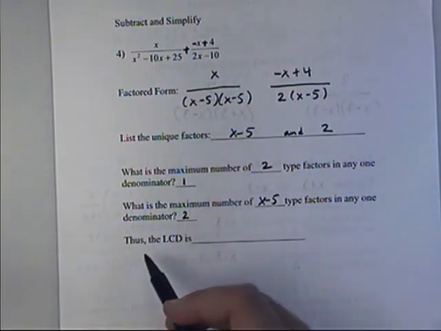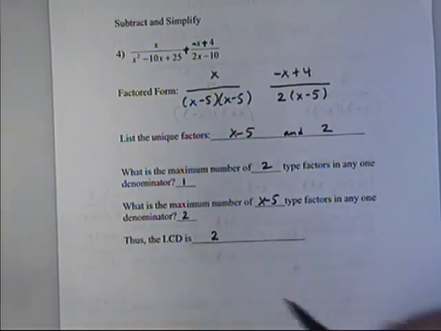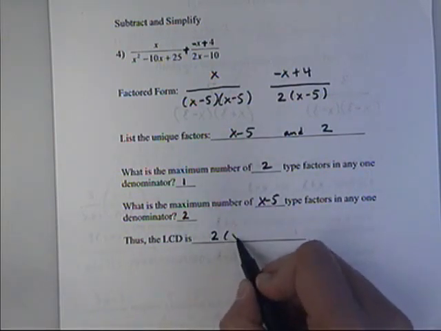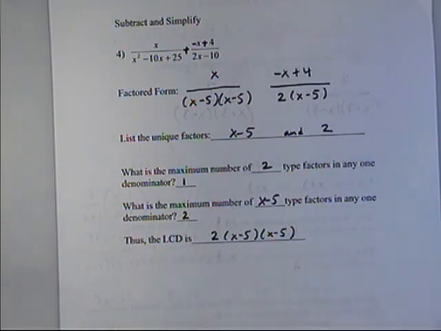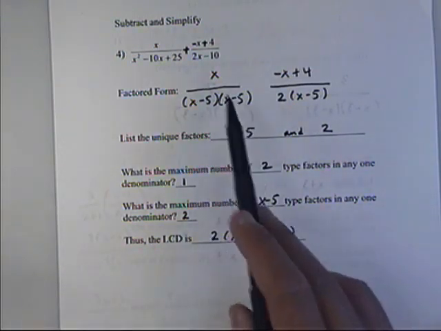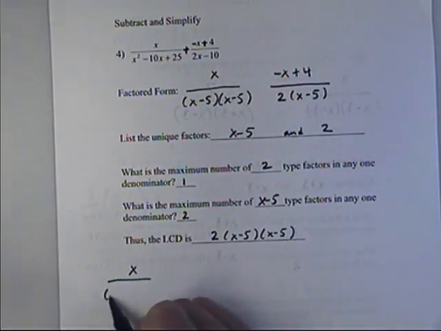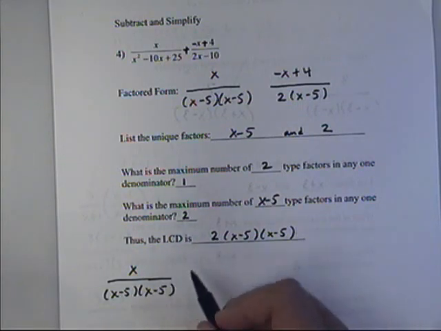So the least common denominator would be a 2 and 2 of the x minus 5's. So this is the denominator that I'm going to try to turn both of these fractions into. Here is a match with this, only missing the 2. You can see I'm just missing the 2 here. So I'm going to take this first fraction and multiply the top and the bottom by my missing part, the 2.